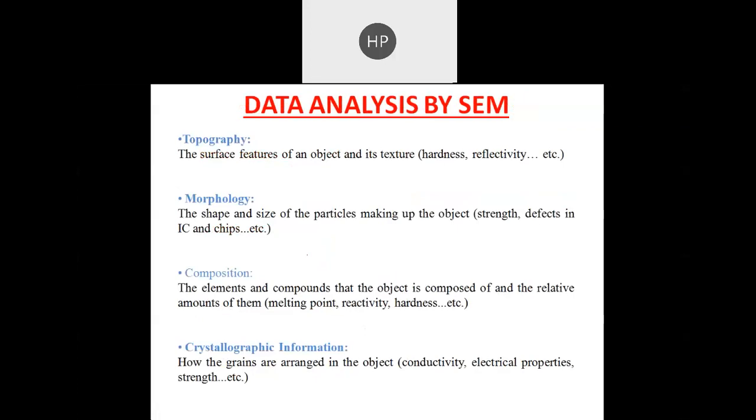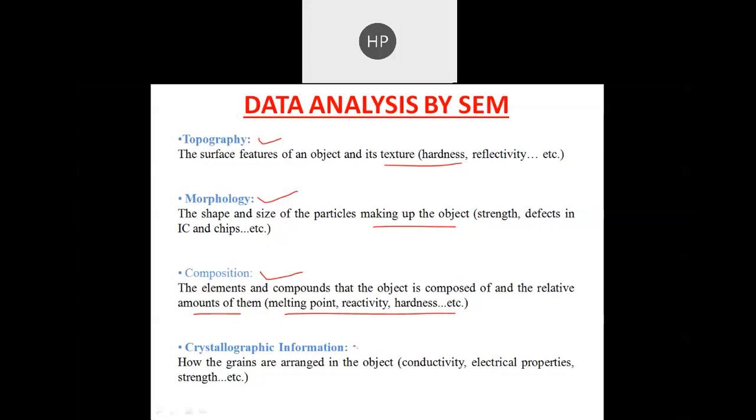And what are the data analyses that we can get? We can get a topography analysis: the surface features of an object and its texture we can easily identify. It will give you a morphology analysis: the shape and size of the particles making up the object. So all this morphology of the specimen we can easily analyze by this SEM. Then composition: the elements and compounds that the object is composed of and the relative amounts of them. So this is the total chemistry of the object. We can easily analyze it by this SEM.